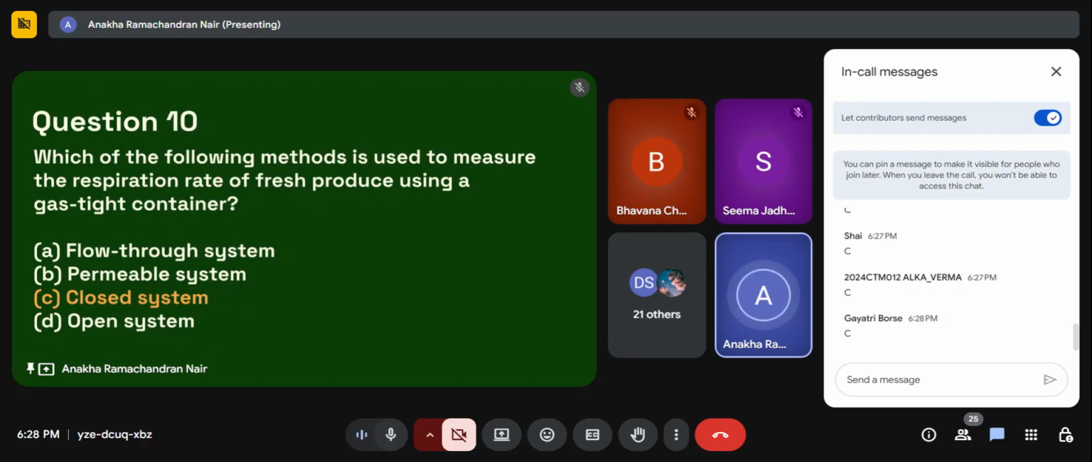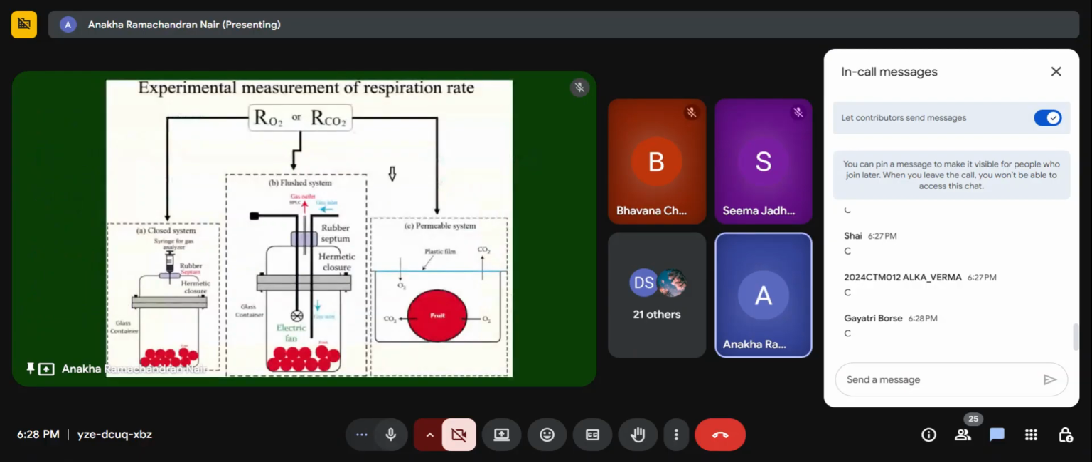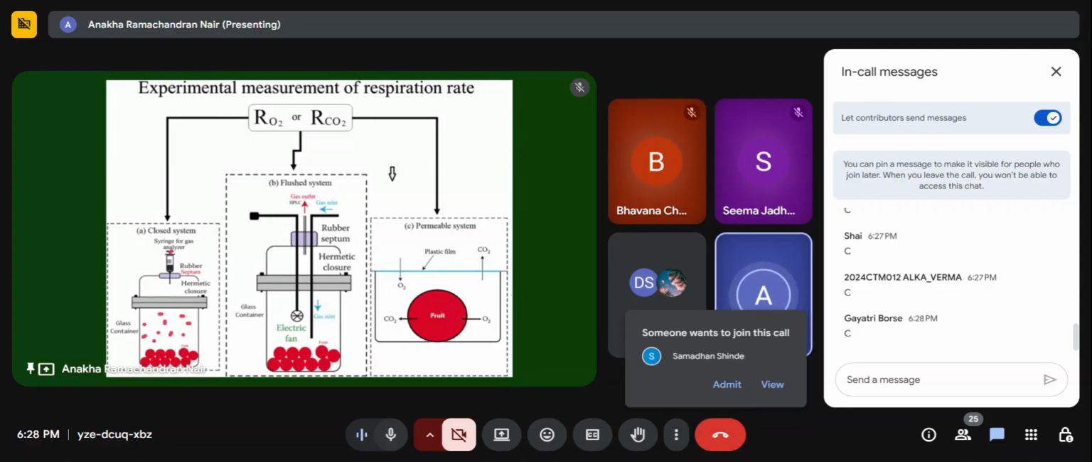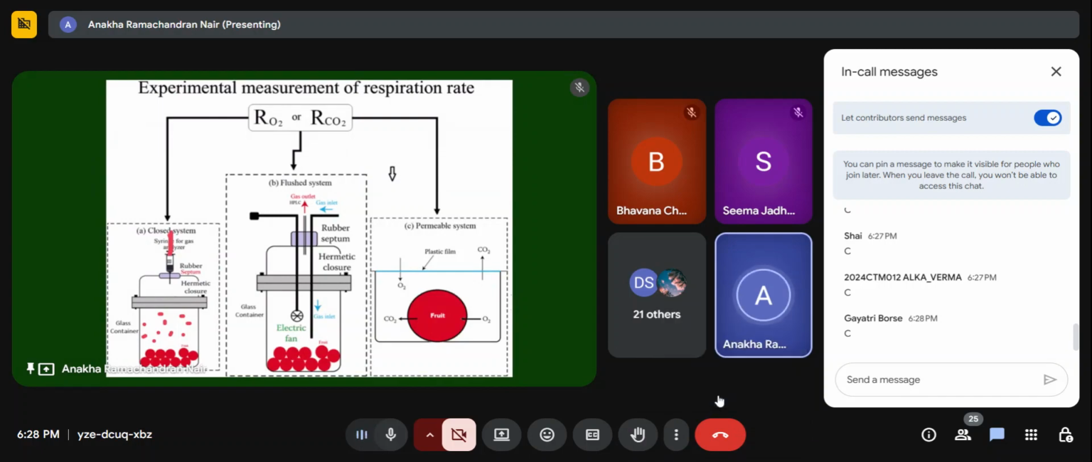So in this case, question number 10, since the question itself is saying it's a gas tight container, the correct answer is closed system. So closed system is the gas tight container, right? And any molecules of gas that will be produced in this container will make the back part of the syringe move up, right?